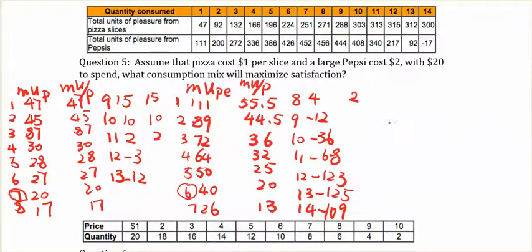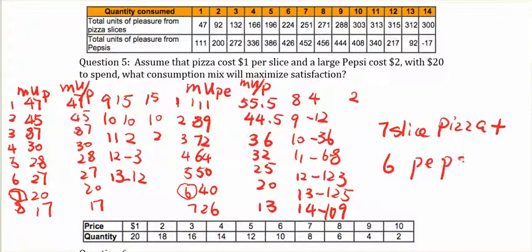So the answer for this question is that the consumption mix that will maximize satisfaction is 7 slices of pizza plus 6 bottles of Pepsi. This is a hard question, but if you know the marginal utility maximization rule, it will be easy to get the final answer.